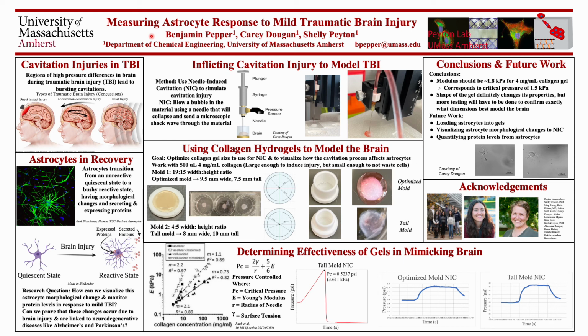The project that I will be discussing today is all about measuring astrocyte response to mild traumatic brain injury, or mild TBI. So, traumatic brain injury can happen in three different ways. The most commonly thought of concussion, in which someone hits their head hard against something, is known as direct impact injury, with all impact being concentrated in one area.